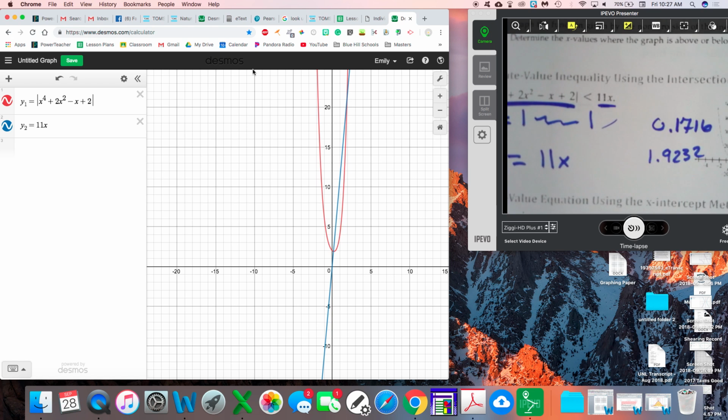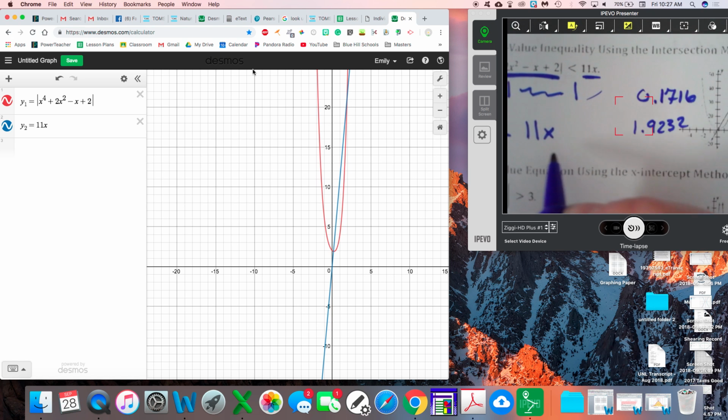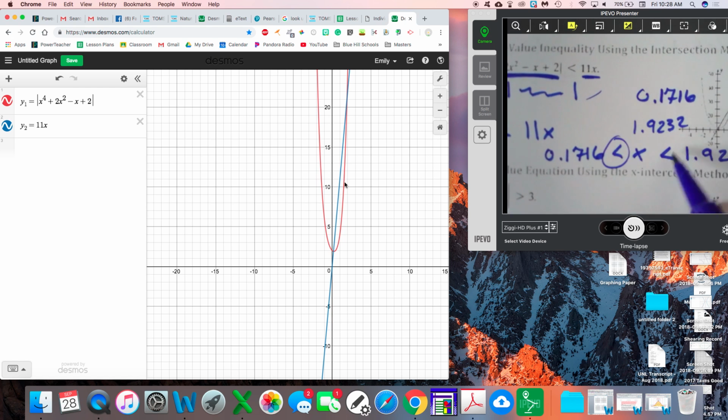So what this will look like is we write 0.1716 is going to be less than x. X is like trapped in between those two values, because that's where my red line is below my blue line. Now, is it less than or equal to or just less than? Do these symbols have equal to parts of it or not? How do you know?